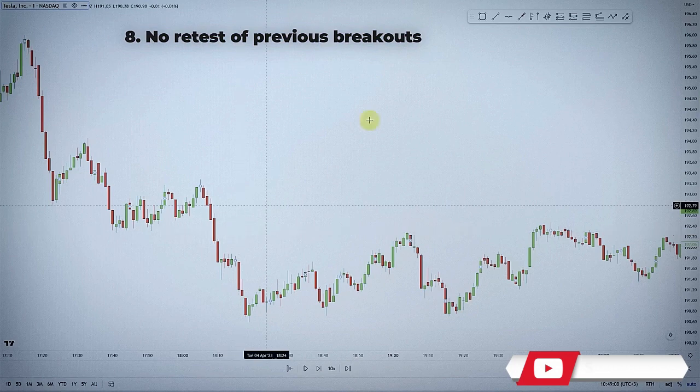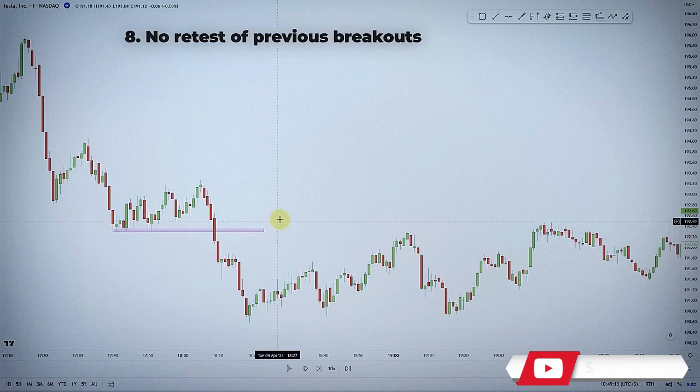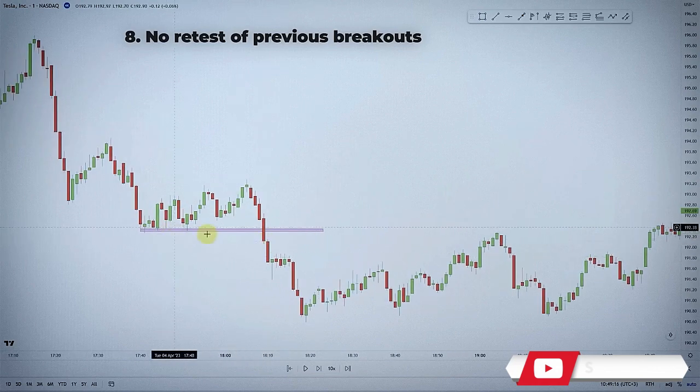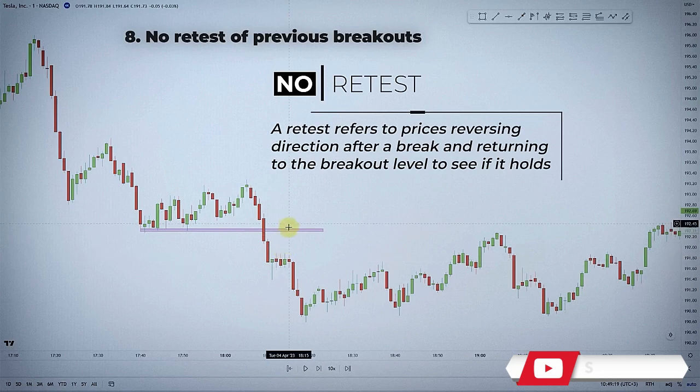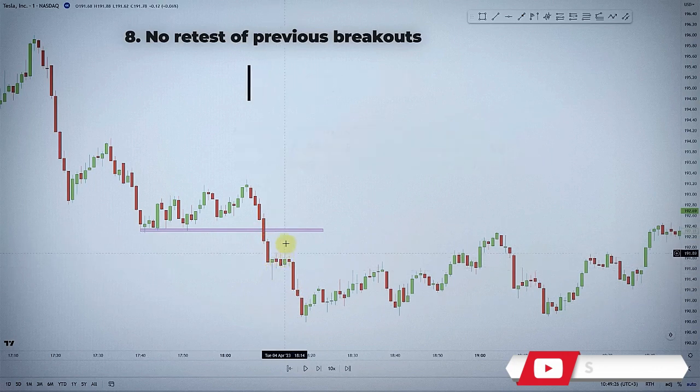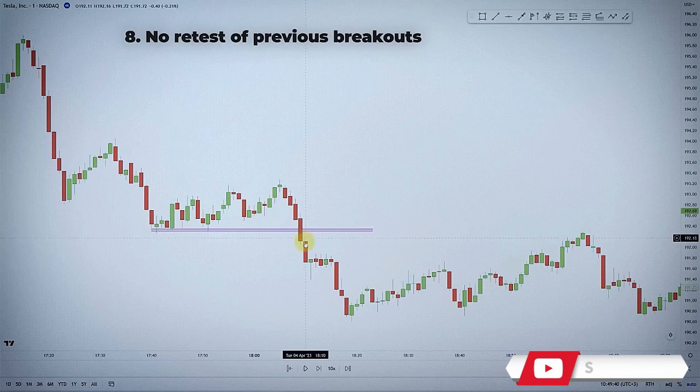Number 8. No retest of previous breakouts. We'll talk about breakouts later, but you probably know the classic way to trade them. You must wait for prices to retest the breakout level. A retest refers to prices reversing direction after a break and returning to the breakout level to see if it holds. The tendency is for prices to return to the breakout level, which should now act as a support and attract buying interest. But in a strong market, you will not get a retest. The buyers are unwilling to let the price drop lower.